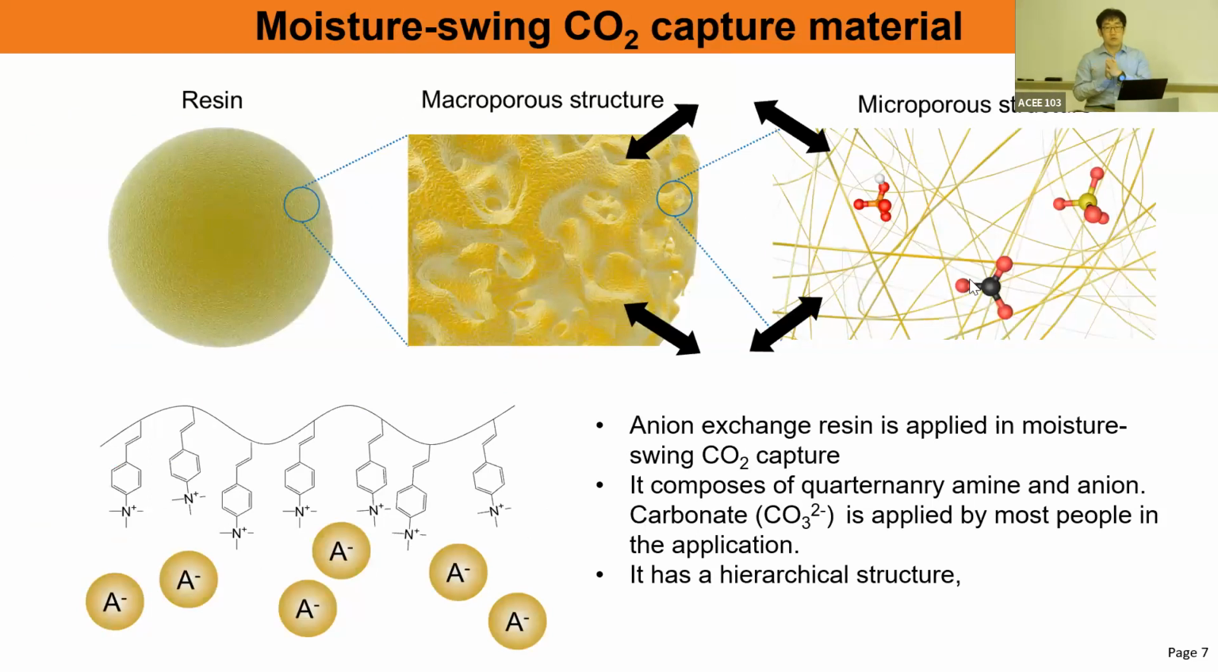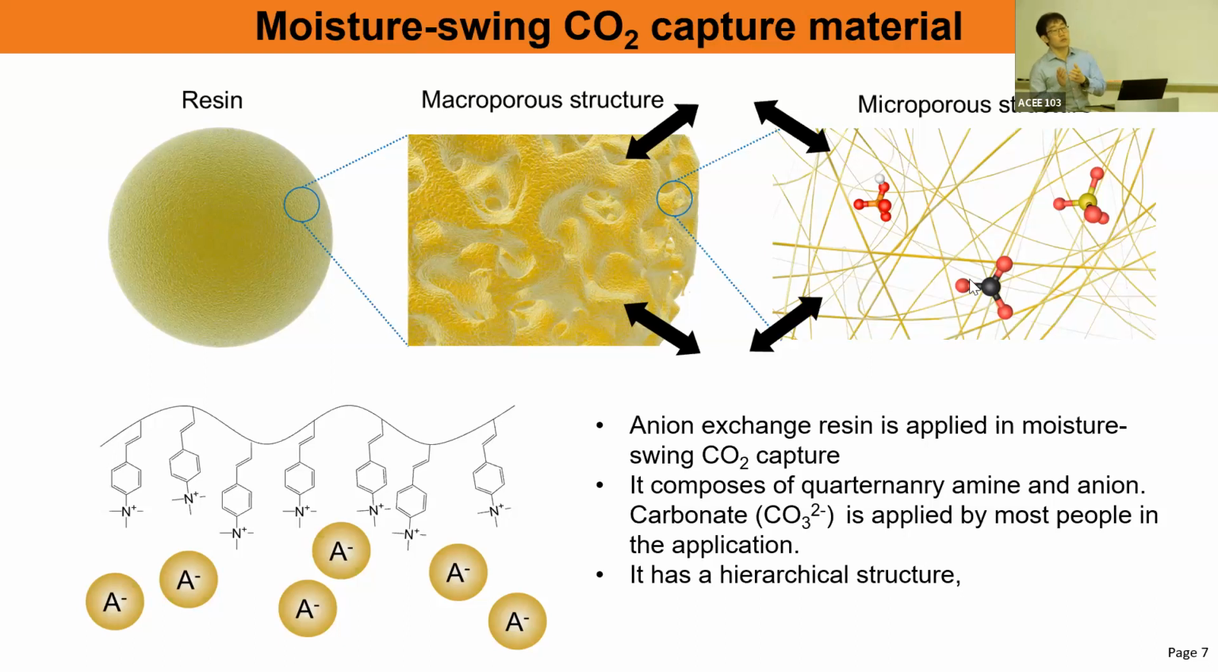So now I'm going to talk more about what material can be used for moisture swing carbon capture. That's typically the ion exchange resin. Previously, people used this type of resin just for cleaning water because they can exchange ions inside the water. But later on, people started testing carbon dioxide on this new thing.